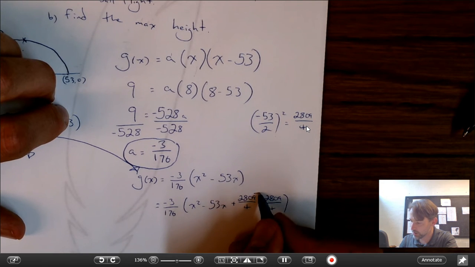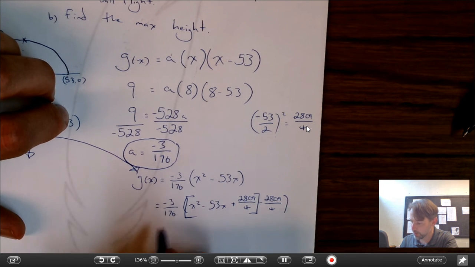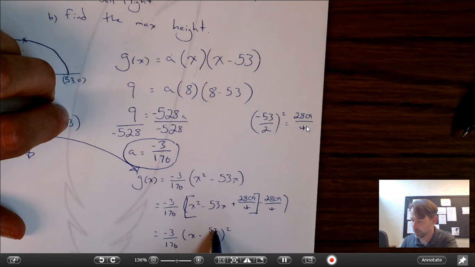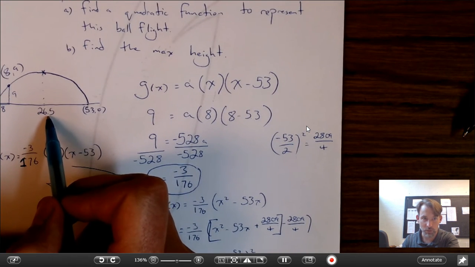Now, this here is a perfect square trinomial. All right. So I'm going to rewrite this as negative 3 over 176 multiplied by x minus 53 over 2 squared. Now this is in vertex form. This tells me that the location of the vertex is at 53 over 2. That was the same thing we had with our visualization here.